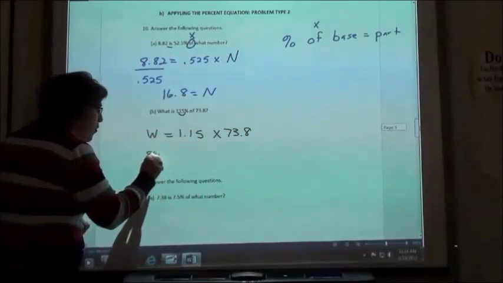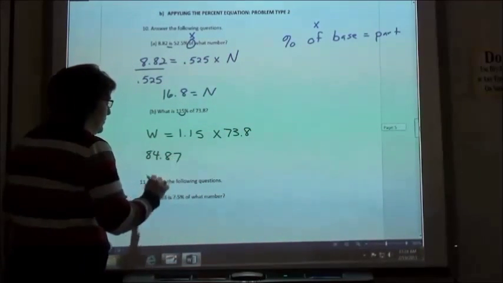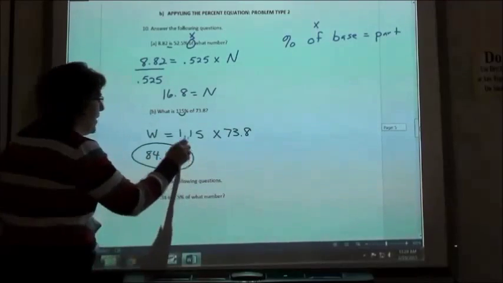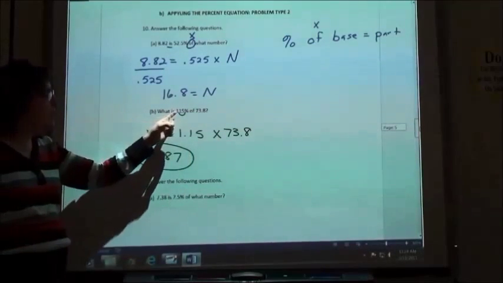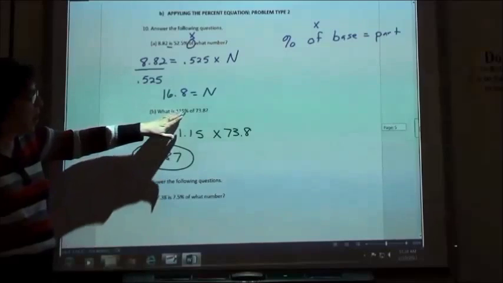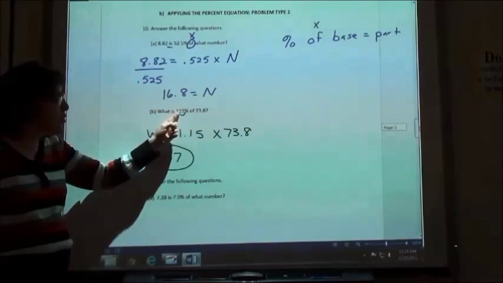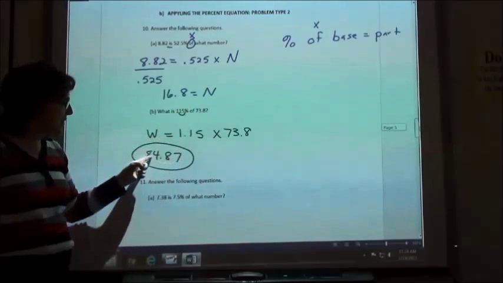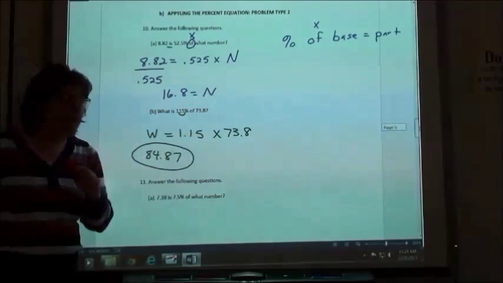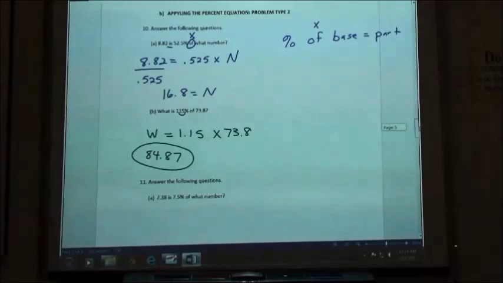So 84.87 is 115% of 73. 100% would be equal to 73. Since this is more than 100%, this is going to be more than our 73. So that would make sense that we got 84.87.